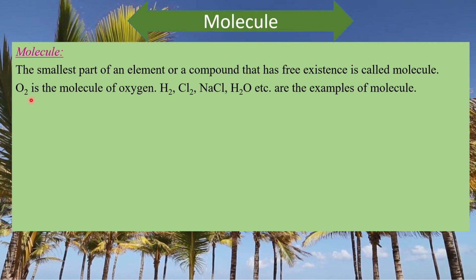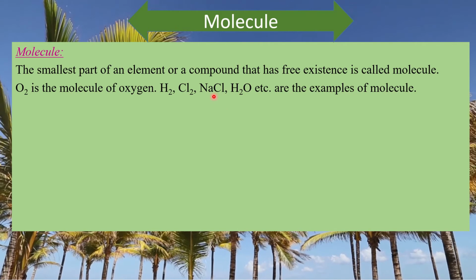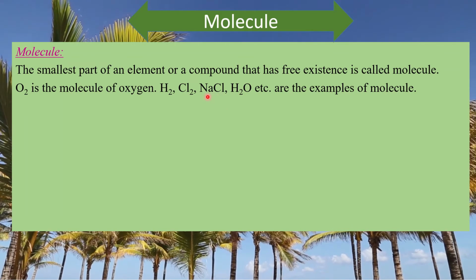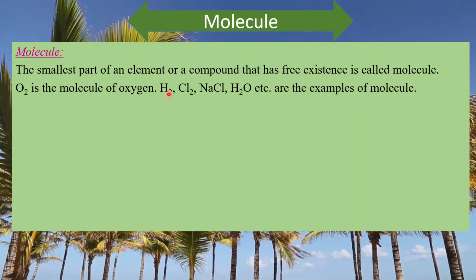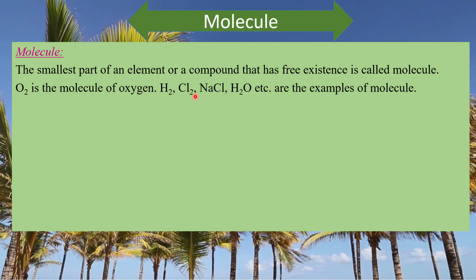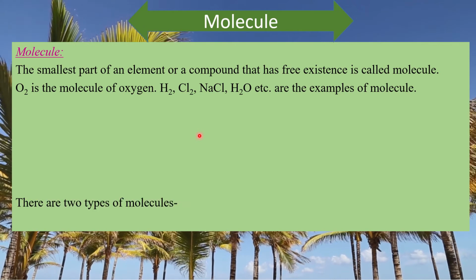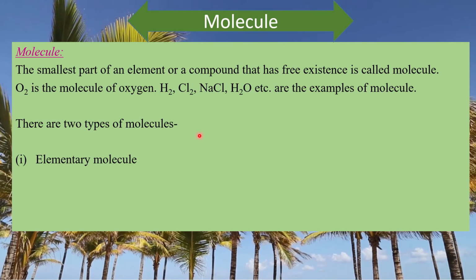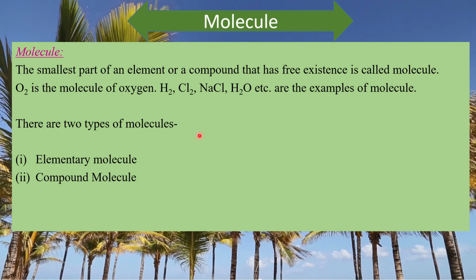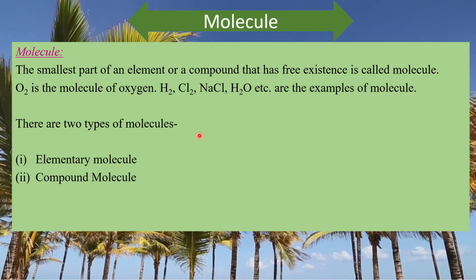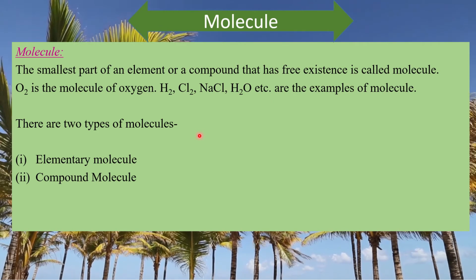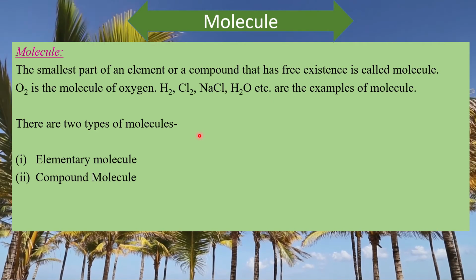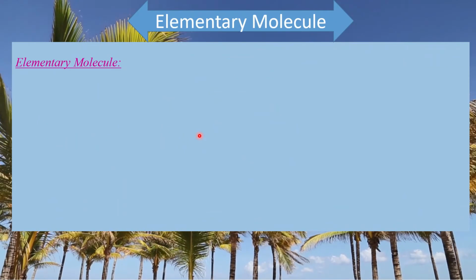Now look, dear students, there are two types of molecules. In some molecules, there is more than one component, for example, sodium chloride. And in some molecules, there is only one component, hydrogen, oxygen, chlorine. So, molecules are of two types. One is the elementary molecule and another is the compound molecule. An elementary molecule means the molecule where only one component is present, and in a compound molecule there are more than one components.